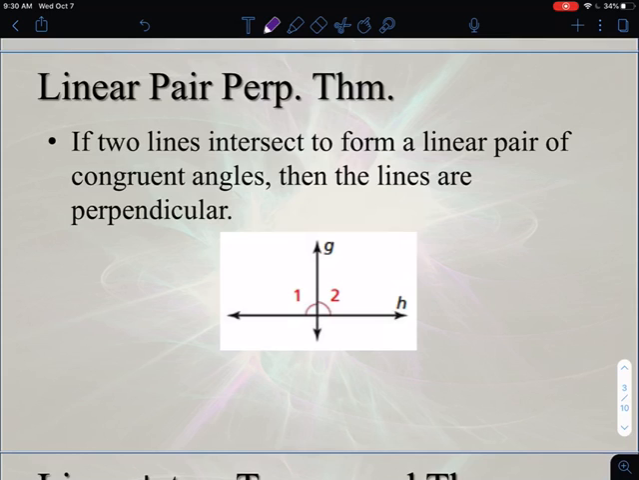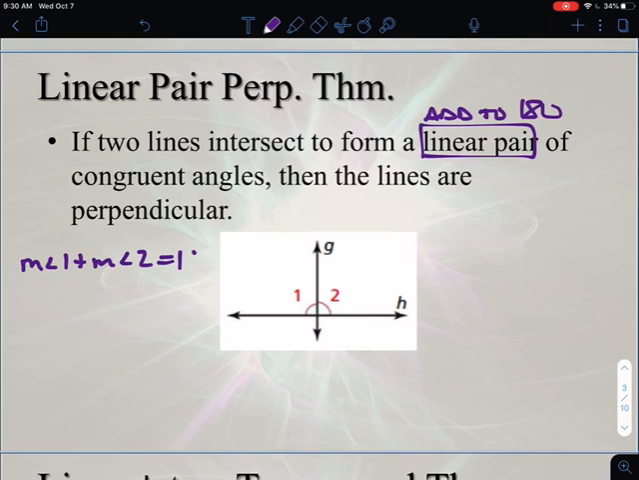A theorem we're going to need to know here, and this is one we've discussed in class before, so this is not like a new concept, but now we're just kind of formalizing it. So if 2 lines intersect to form a linear pair, so remember a linear pair means add to 180. Okay, so we're going to add to 180, and if they tell us that those 2 angles are congruent, so basically what we see in this picture here is that the measure of angle 1 plus the measure of angle 2 is 180 because they're a linear pair, but now they're saying 1 and 2 are exactly the same.